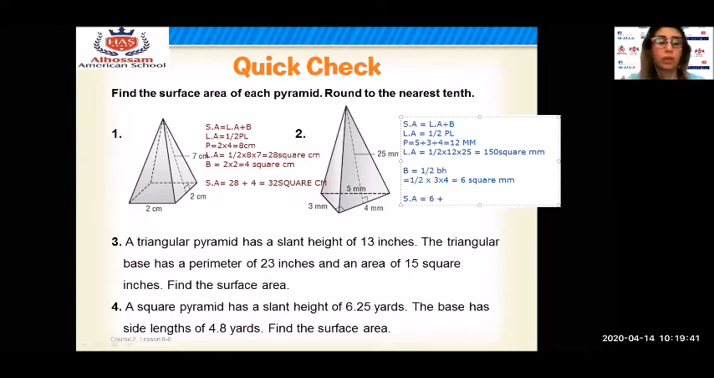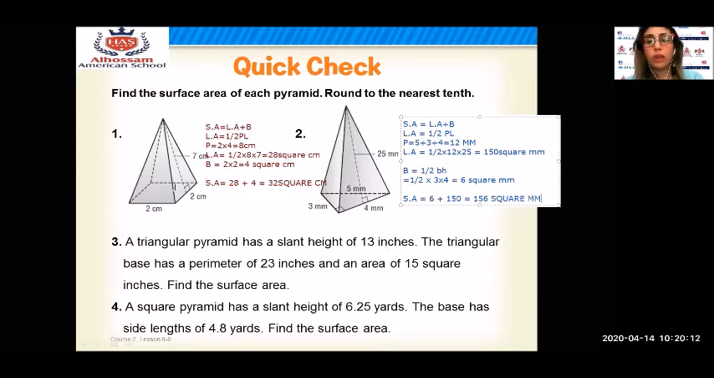150. Yes, 6 plus 150 equals 156. Yes, 156 square millimeters, right? Thank you so much, Edudu.